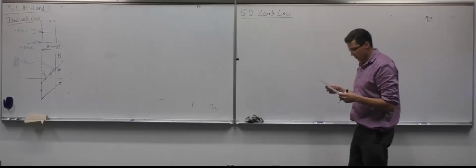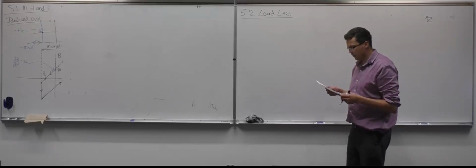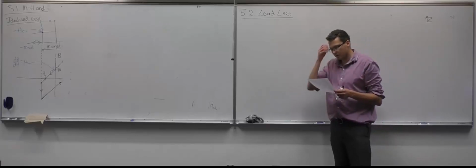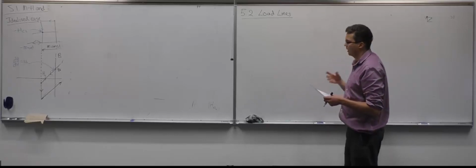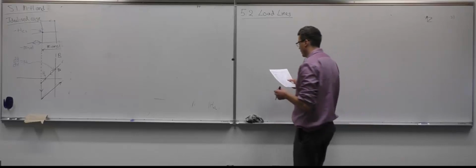Now I'm going to talk about load lines. First we're going to look at a magnetic circuit that just has an air gap, and then we'll add a magnet, and then we'll add some winding to the problem too.